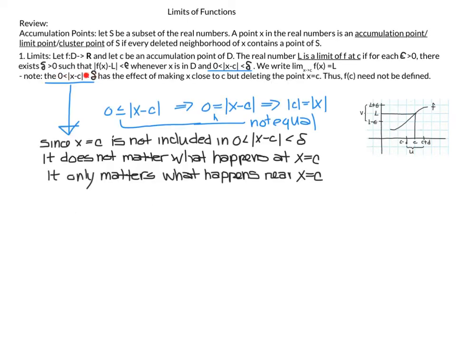One other note here, because our definition of limit has this less than sign, and it's strictly less than, it can't be equal, that has the effect of making x close to c, but deleting the point x equals c. In other words, there's no equality here. So what that means is, in this definition of limit, what's important is what happens near c. It doesn't matter what happens at x equals c. In other words, f of c need not be defined. You can still have a limit at c.